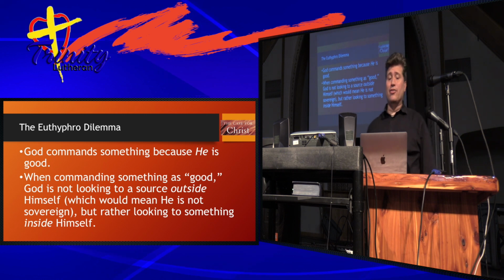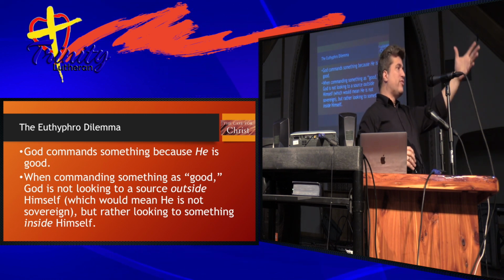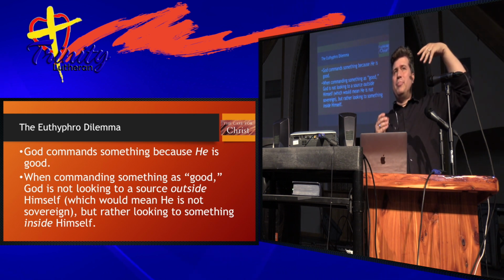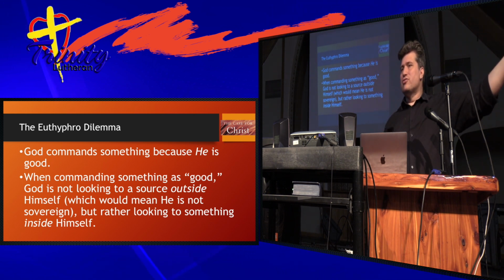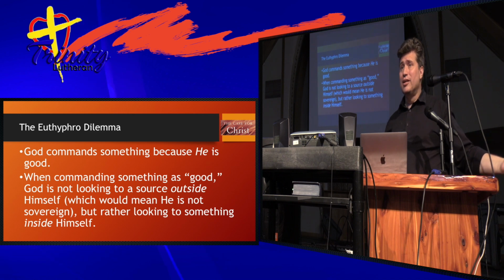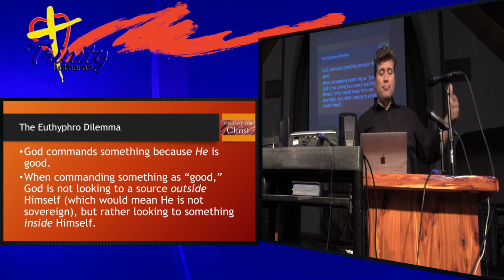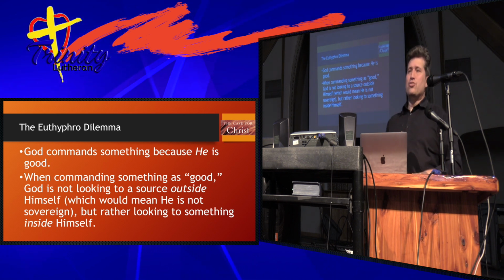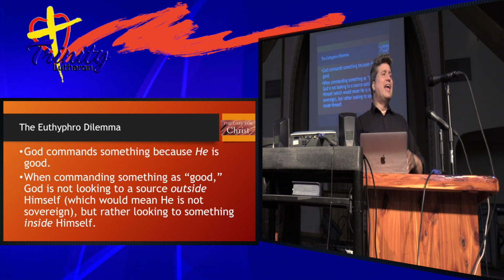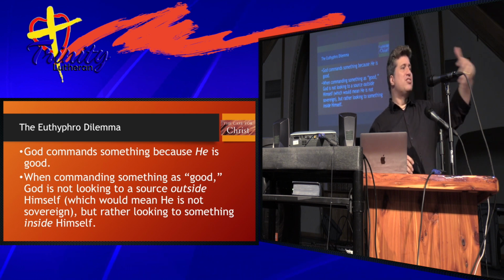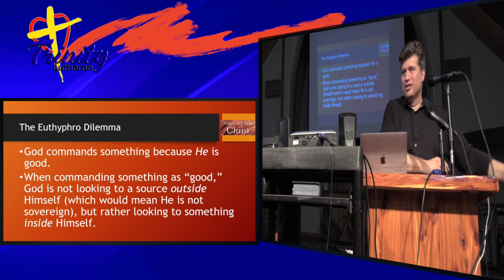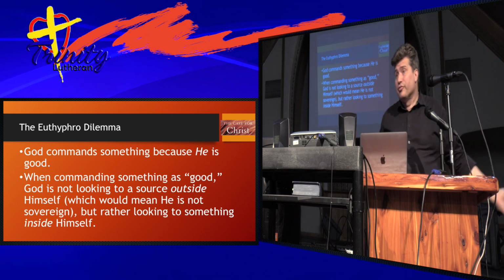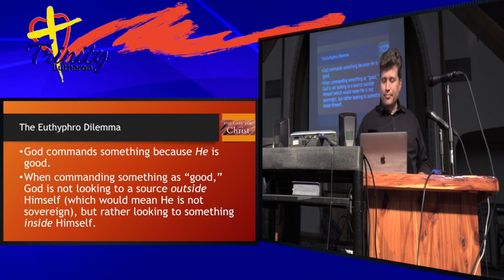Inside of him, exactly. So when that first horn of the dilemma says that if God orders something because it's good, he must be appealing to something outside of himself, that is not true. God orders something because he is good. He's looking inside himself for that source of what is moral. And as a result, he's ordering what is in conjunction with his character. So there's nothing outside of him that's the ultimate source of morality that he's appealing to. He's appealing to himself, basically. So he is still sovereign.